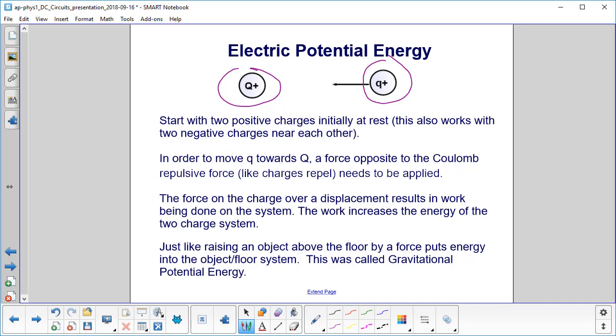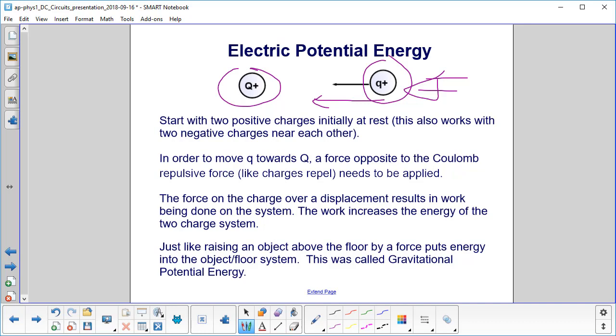In order to move little q, and typically this means that's a smaller charge, to big Q, we need a force opposite to the Coulomb repulsive force. If you remember from the last unit, like charges repel. So to get little q near big Q, we have to exert an external force. If we exert this force over a displacement, that gives us work. Work is being done on the system. That work will increase the energy of the two-charge system.